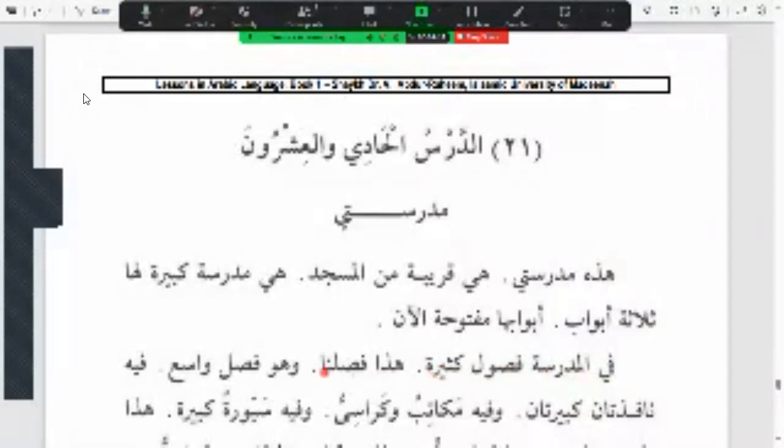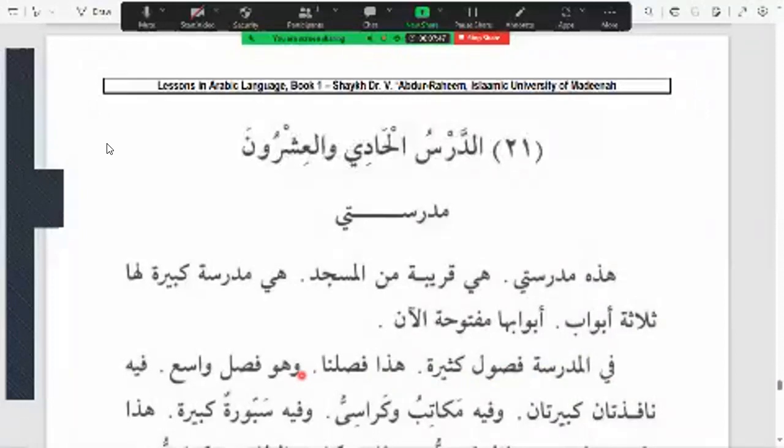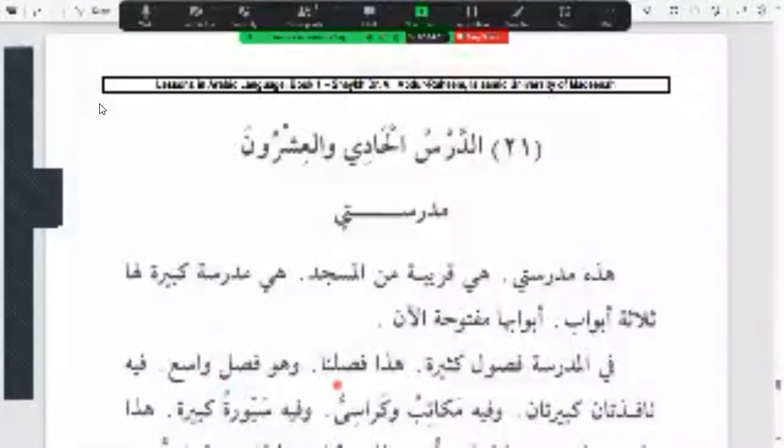هذا فصلنا، وهو فصل واسع. In this school, many classes. Our class, this is our class. This class is spacious, wasi'un, is spacious.